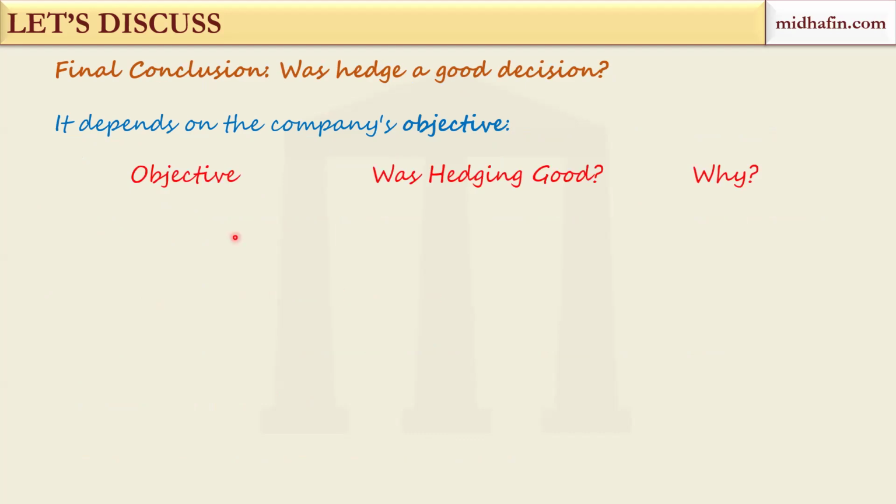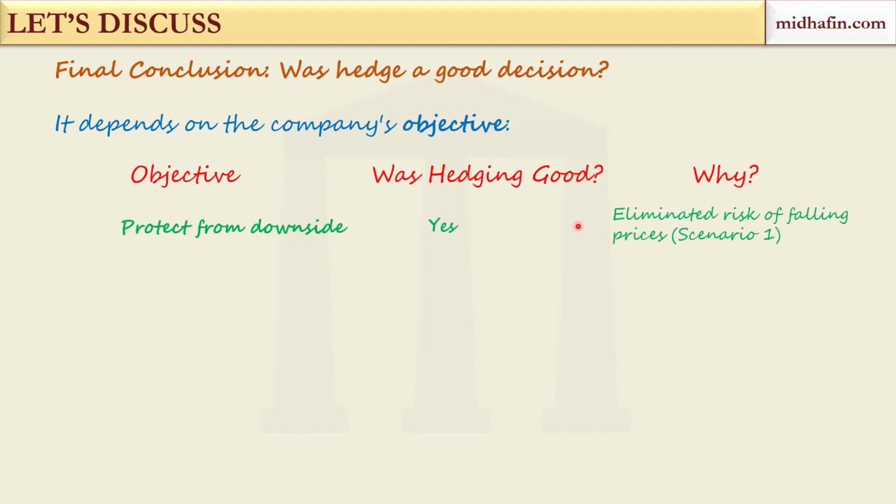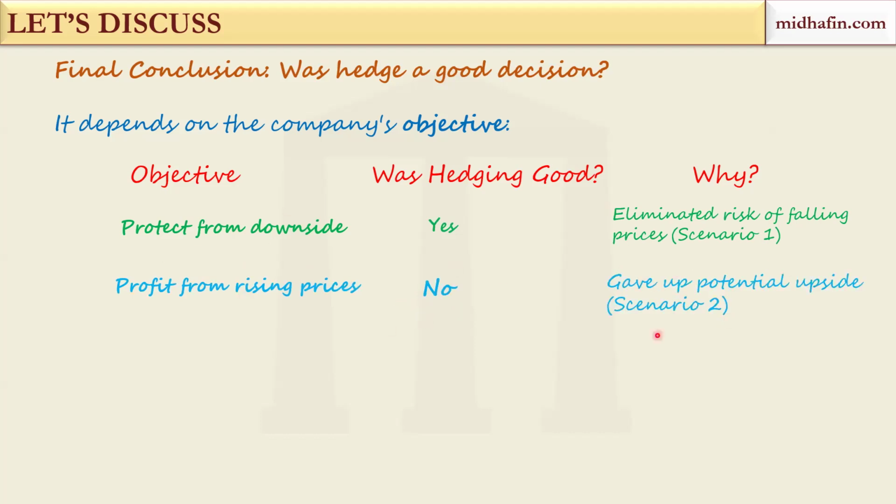So if the objective is to protect the company from the downside of falling prices, then hedging is definitely a good decision. From a risk management point of view, it is a very good decision, because it eliminated the risk of falling prices completely. But if the objective itself was profit, then it was not a good decision. The company gave up a potential upside in scenario 2. But generally, in hedging, the objective is never to profit from rising prices. So this objective is mostly not the case in hedging.